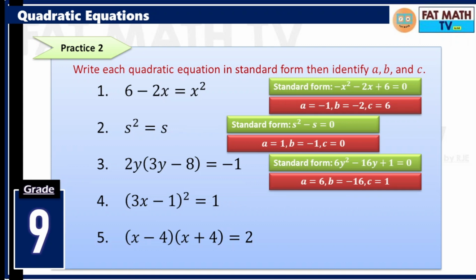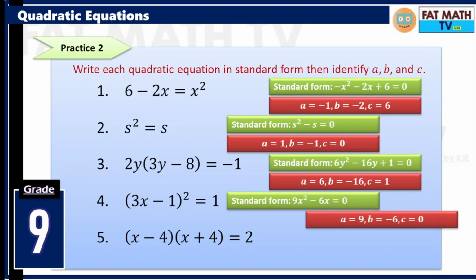Number 4, 3x minus 1 squared equals 1. That's 3x minus 1 times 3x minus 1. That is 9x squared minus 6x plus 1 equals 1. Add negative 1 to both sides of the equation. You will have 9x squared minus 6x equals 0. So a is 9, b is negative 6. No constant term, so c equals 0.